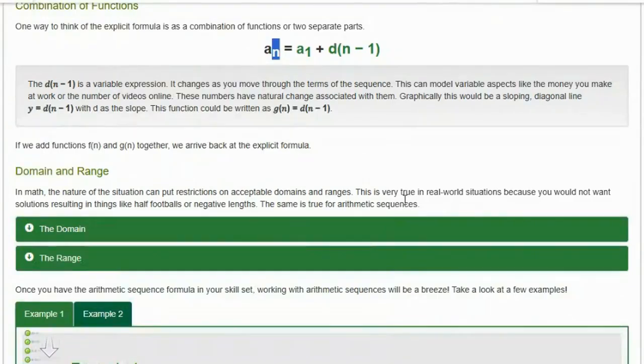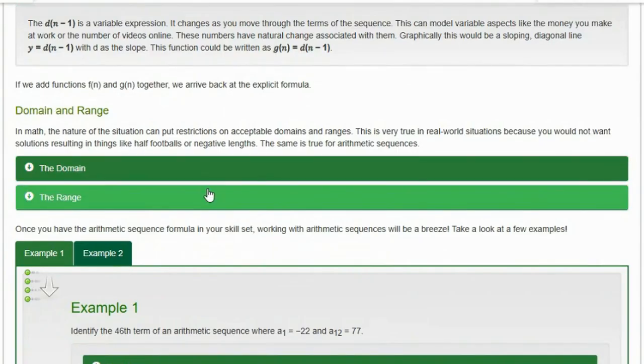So let's talk about the domain and range of these. Well, let's think about the domain. The domain is the term number. Like when we saw it on a table, n was 1, 2, 3, 4, because it's the first term, second term, third term, fourth term. So if you think about the domain, if we're thinking about the term number, that makes it real easy to think about what is the domain of a sequence.